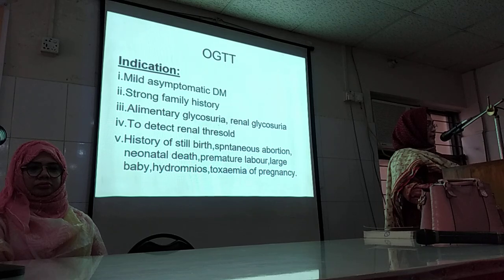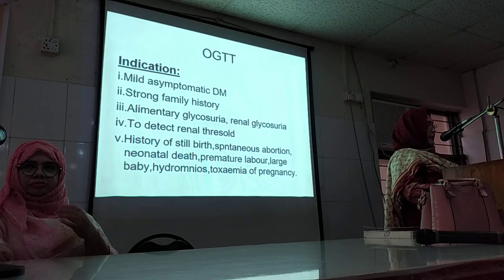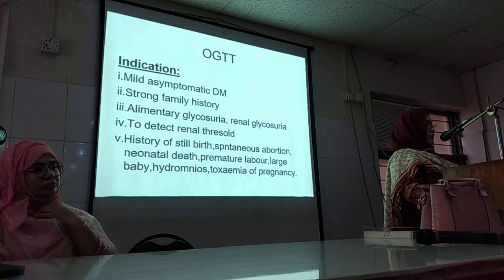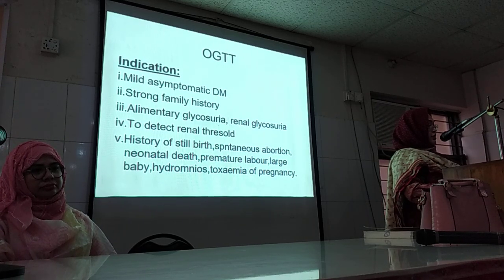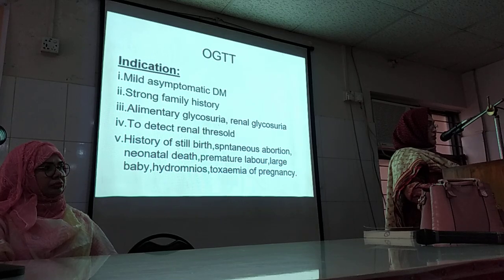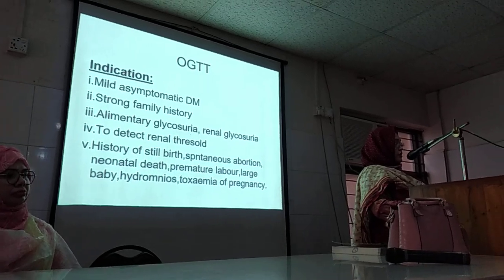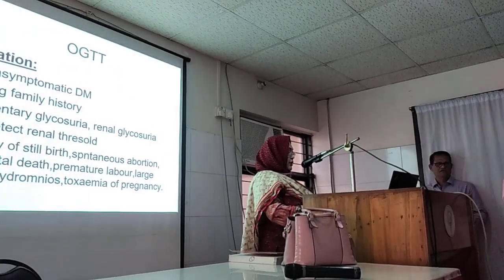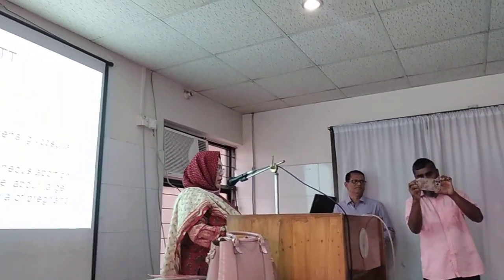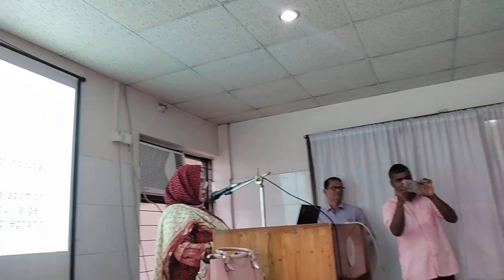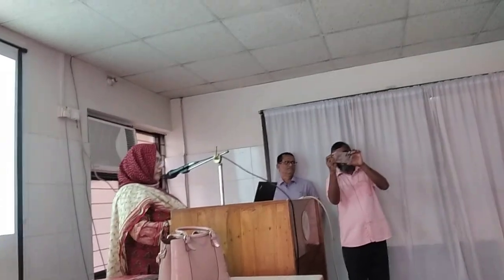Here are some indications: mild asymptomatic diabetes mellitus, strong family history, alimentary glycosuria, renal glycosuria, to detect renal threshold, history of stillbirth, spontaneous abortion, neonatal death, premature labor, large baby, hydramnios, toxemia of pregnancy.